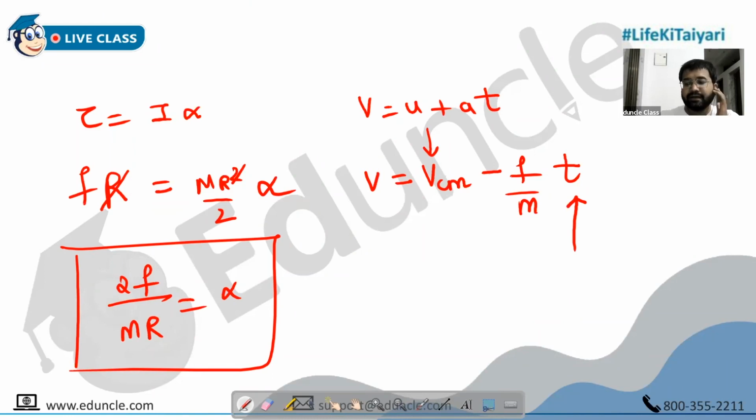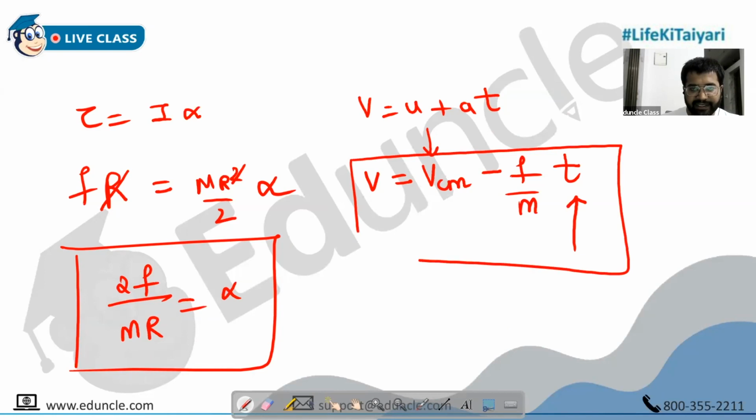Or rather, for no slipping, the VCM will be equal to R omega. Let's just keep it this way right now. This is one example. T increases, V decreases. We have another example.